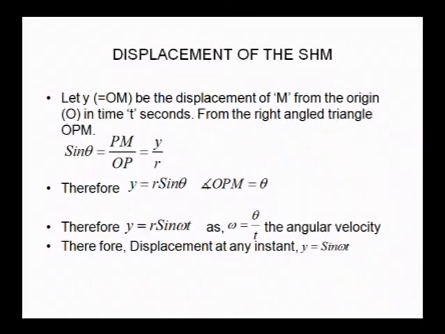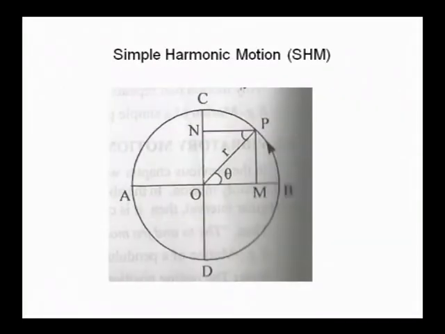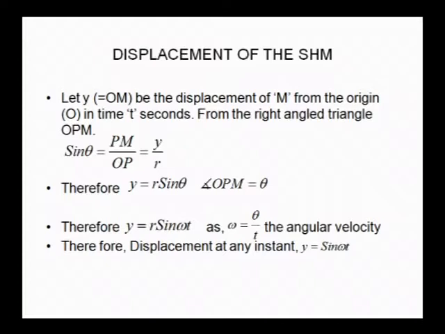Next, displacement of the simple harmonic motion. Let us derive an equation for the displacement of the simple harmonic motion. If we represent the coordinates of P in the two-coordinate system as x, y, then OM will be equal to y and PM will be equal to x. So, y is equal to OM, the displacement of M from the origin O in a time t seconds.